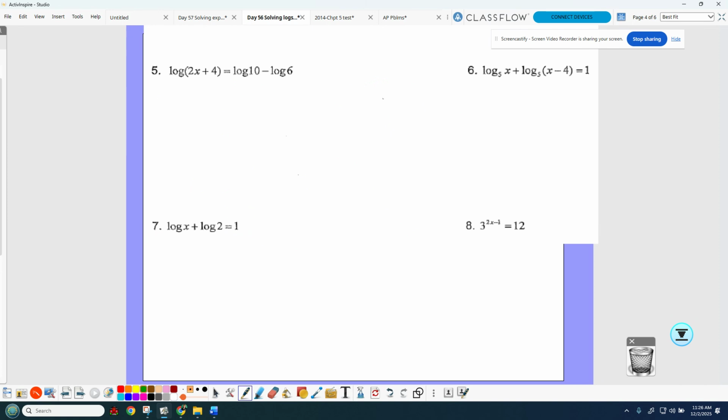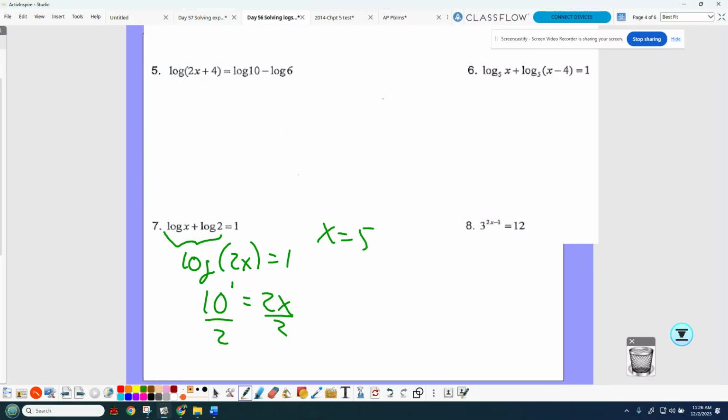Number 7, how do I squish or expand or convert? Jean Gideon? You can multiply the two because they're the same base. Okay, that's the first step. Someone else, what's the next step? Samara, you got it? I can't divide by 2 yet, it's locked inside the log house. Tim? You make it exponential. I don't have a base written, what's there? 10. Okay, so what do I write? 10 to the power of 1 equals 2x. And you divide both sides by 2. And I get x is 5. Alright. Cool.